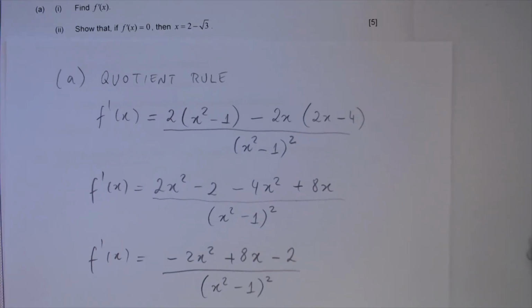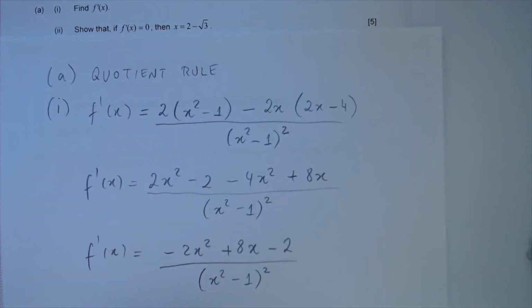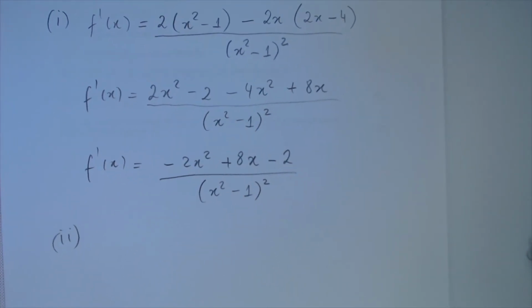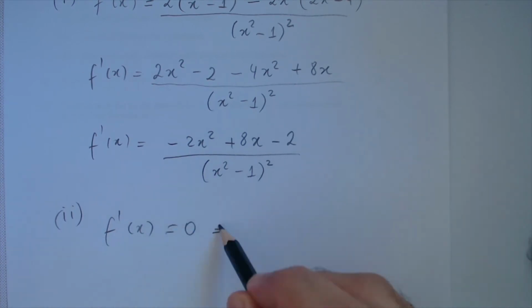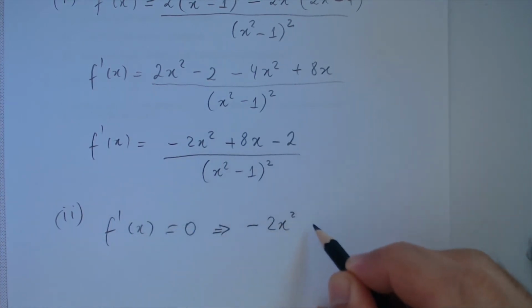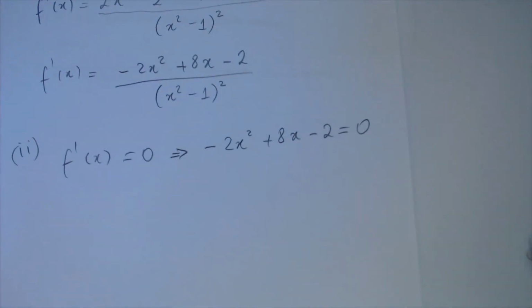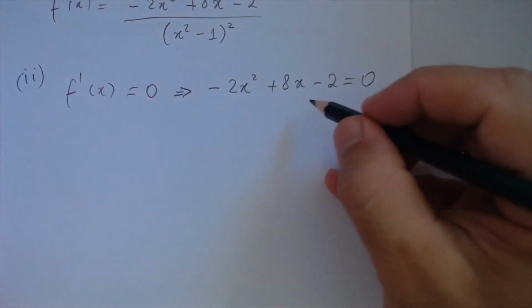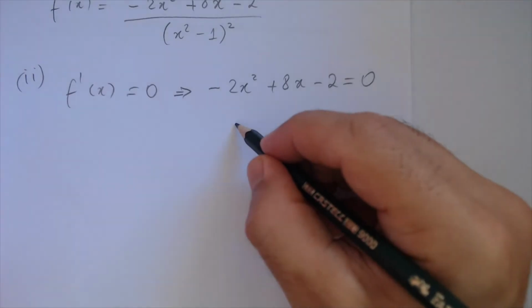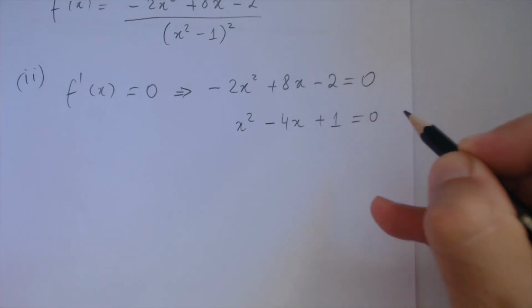To do part A2, we must equate the derivative to 0. So when we set the derivative equal to 0, we have to solve this equation: minus 2x squared plus 8x minus 2 is equal to 0. It's a quadratic equation. To solve it, first simplify by dividing the equation by minus 2. x squared minus 4x plus 1 equal to 0.